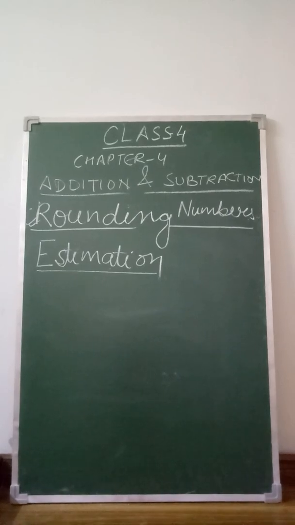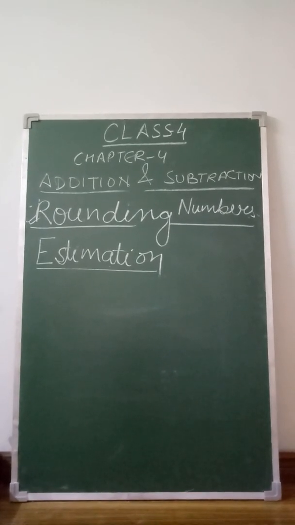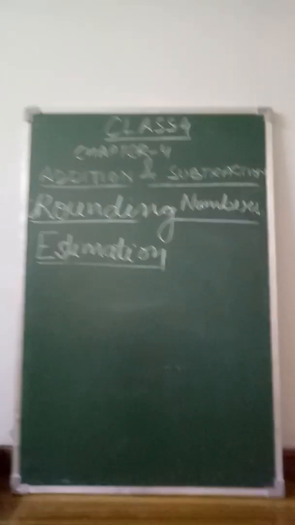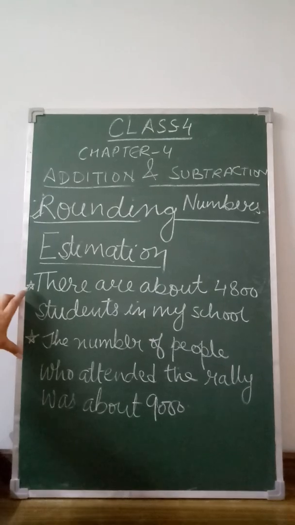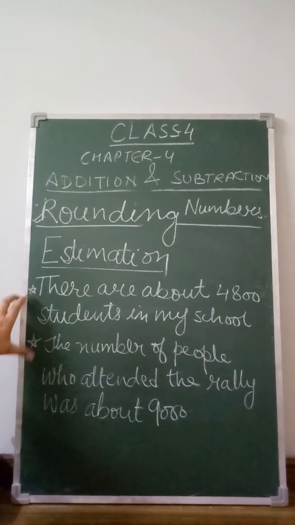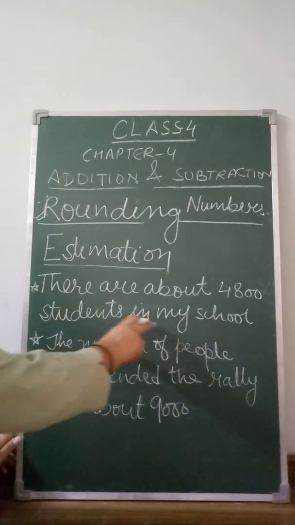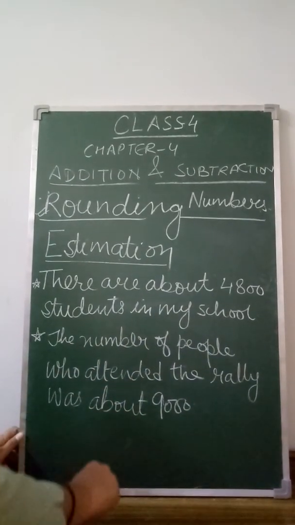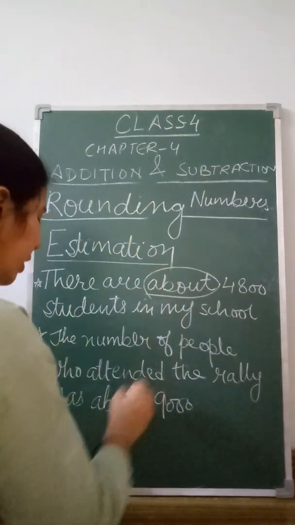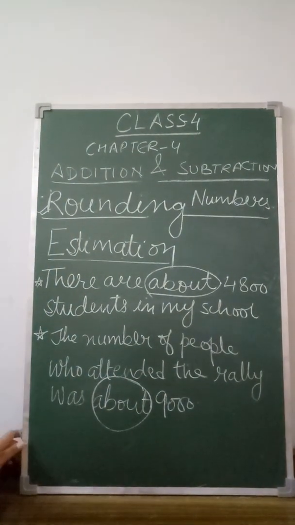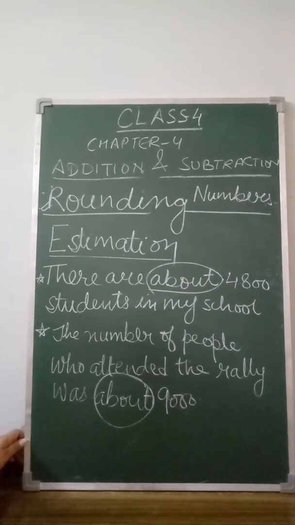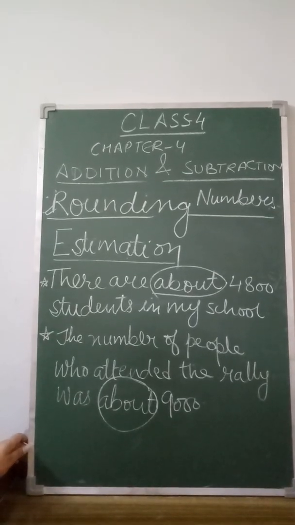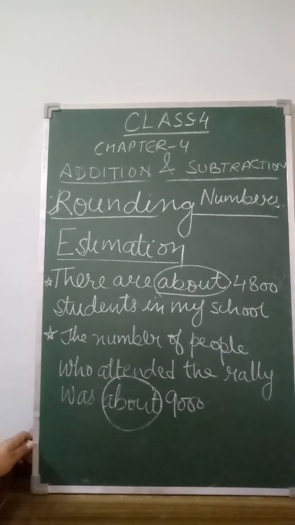In our daily life, we come across situations where we do not know the exact answer to some quantities. Right? So, students, let's take some examples. What is estimation in these? There are about 4,800 students in my school. The number of people who attended the rally was about 90,000. Here the word about in both sentences shows we are not sure. When we are not sure about anything, we use the word about. It means we are talking about estimation, that is almost equal to.